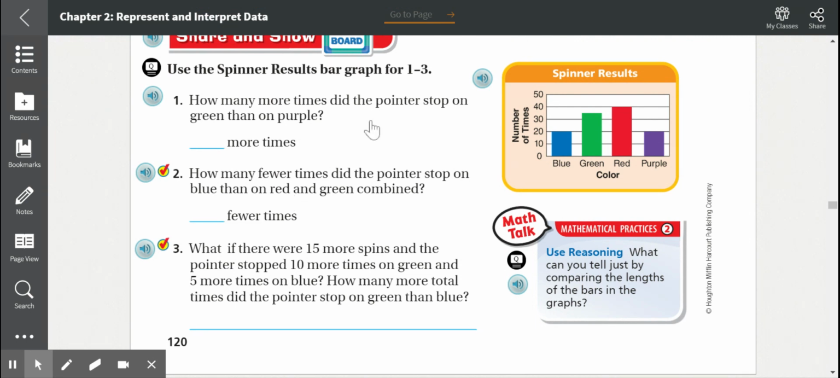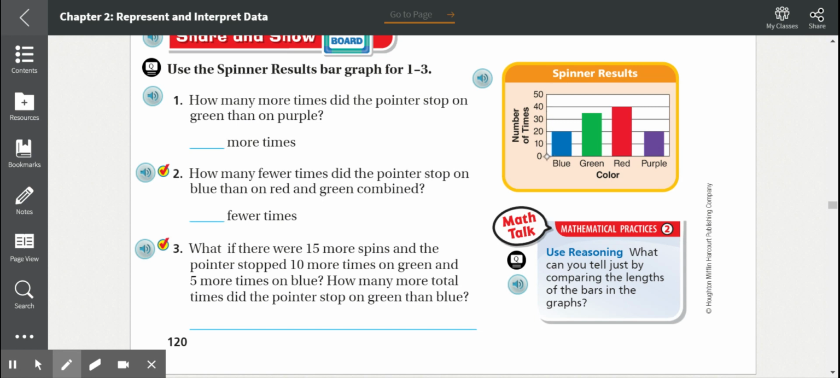Okay, moving on. Spinner results. Let's look at the bar graph. Spinner results. Number of times. Down here is the color. We've got blue, green, red, and purple.